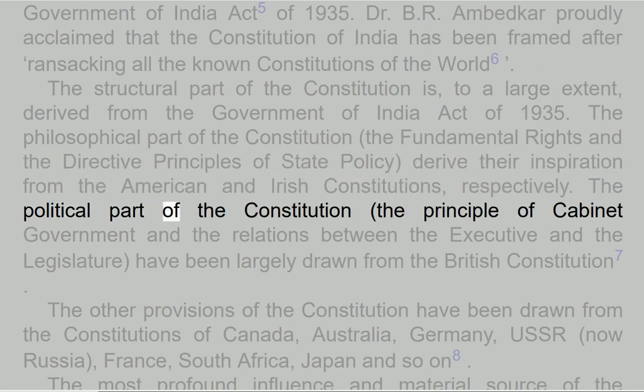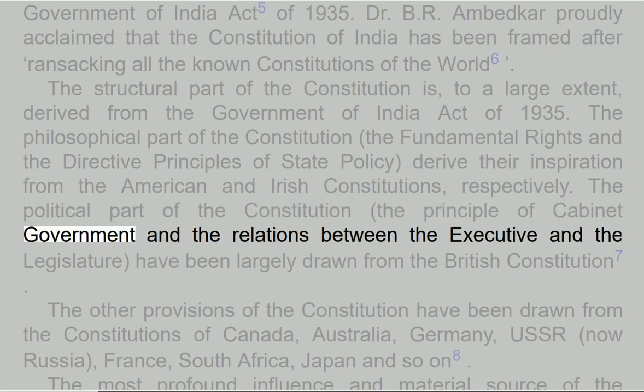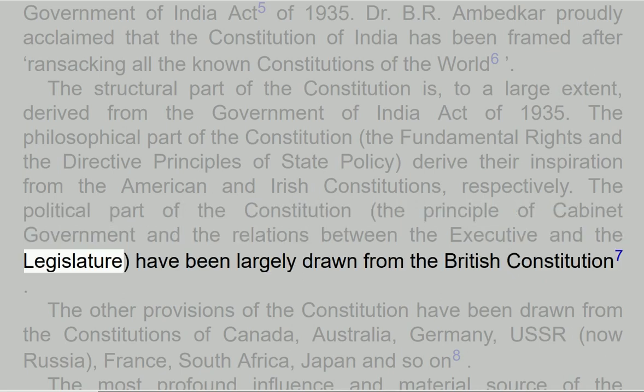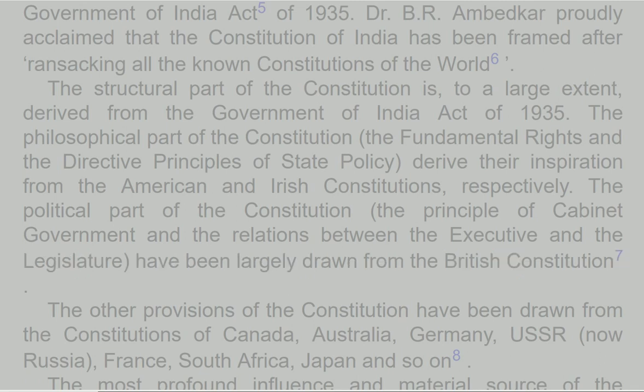The political part of the Constitution, the principle of cabinet government and the relations between the executive and the legislature, have been largely drawn from the British Constitution. The other provisions of the Constitution have been drawn from the constitutions of Canada, Australia, Germany, USSR, now Russia, France, South Africa, Japan and so on.